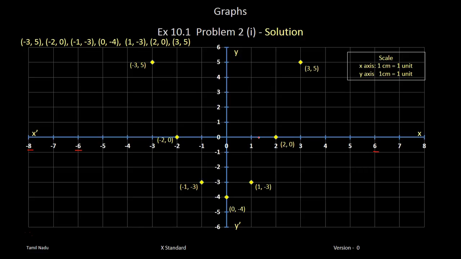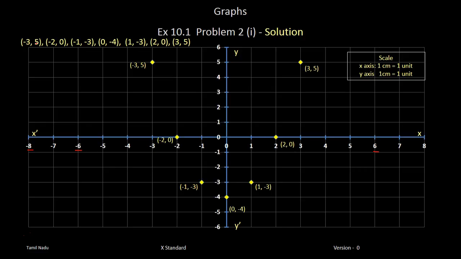Okay, and y has to be there up to, because we have y value ranging from 5 to minus 4, right? So on the y-axis, you can have 6 on the positive side and minus 6 on the negative side. Now we have the x-axis and the y-axis all named, with the values all written. Now we can start plotting the points.